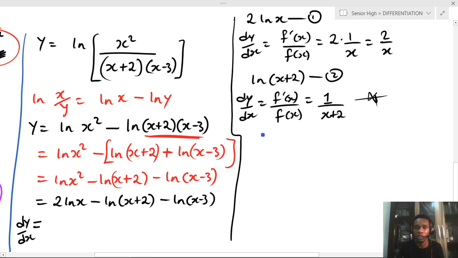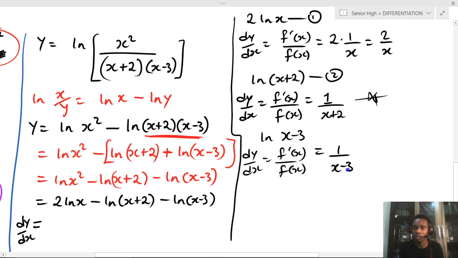Then the next one is ln x minus 3. We have again that our dy dx is equal to f prime of x over f of x, which will give us 1 over x minus 3.